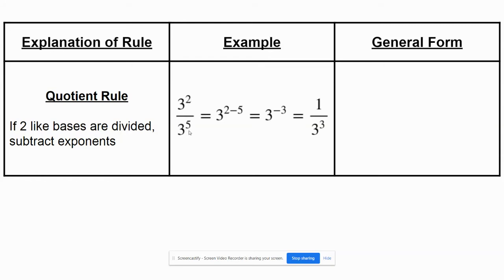I know if I get rid of 3's that match on the top and bottom, they're going to create 1. So I know I'm going to end up having 3 left over because 5 minus 2 is 3. And they're going to go in the denominator because that's where there's more 3's to start. So that's another way you could think of it. So if you're going to do the subtraction rule just as is, it's always top minus bottom.